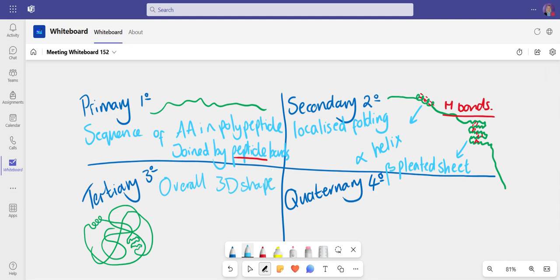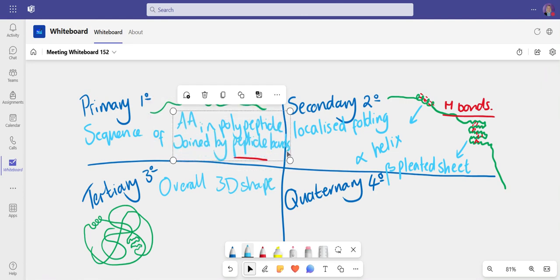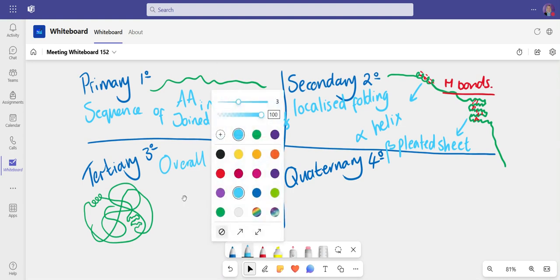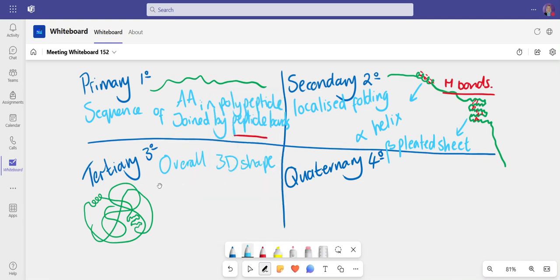And you need to know the different types of bonds that hold that shape. So the bonds that hold that 3D shape that we need to know: first of all, we've got hydrogen bonds.